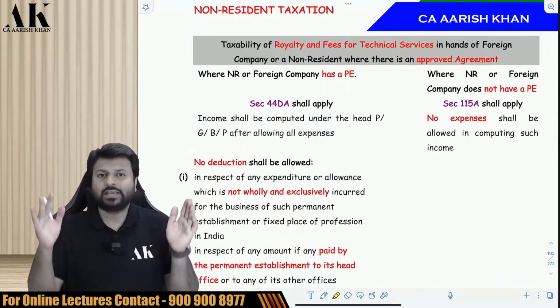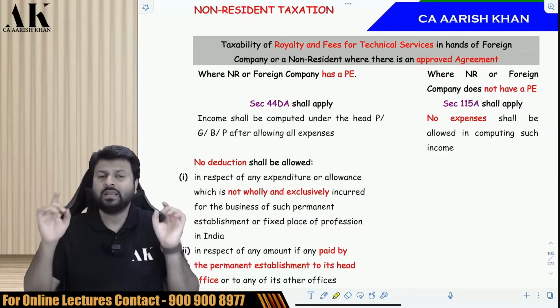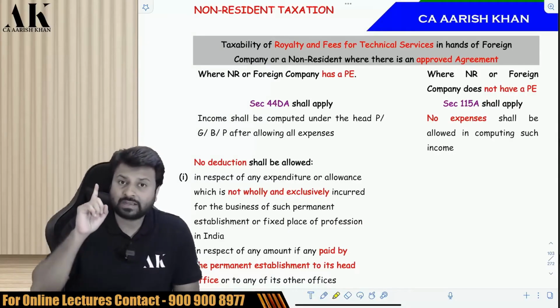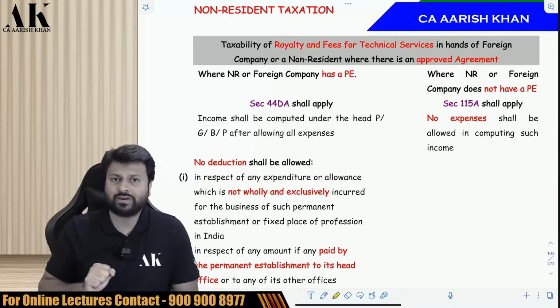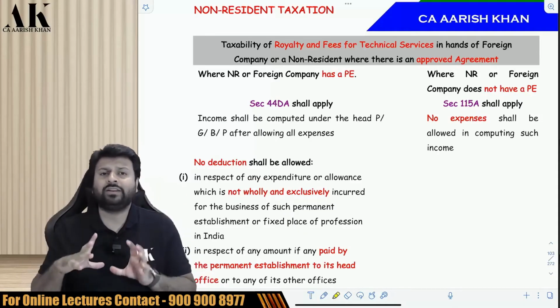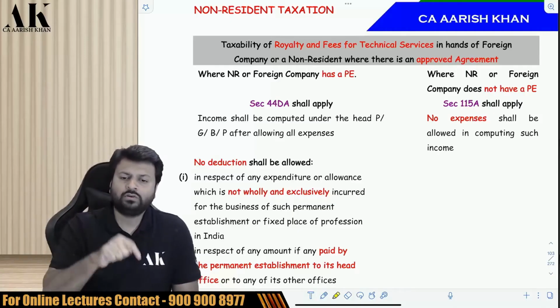Now there are two sections which will be fighting with each other in the exam, and you have to be very careful with them. Royalty and FTS is coming again and again at different places. One time we have just seen it under section 115A. Now there is one more section for royalty and FTS which is given under 44DA. Now when to follow 115A, when to follow 44DA?